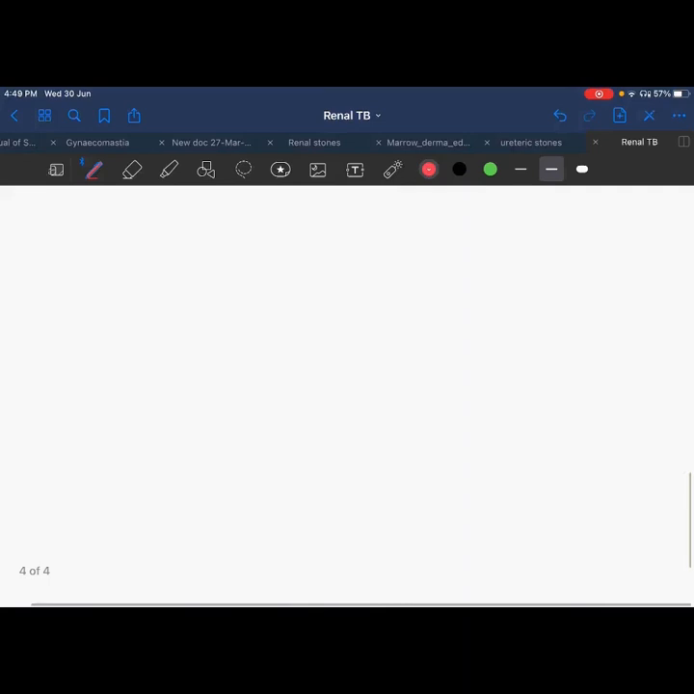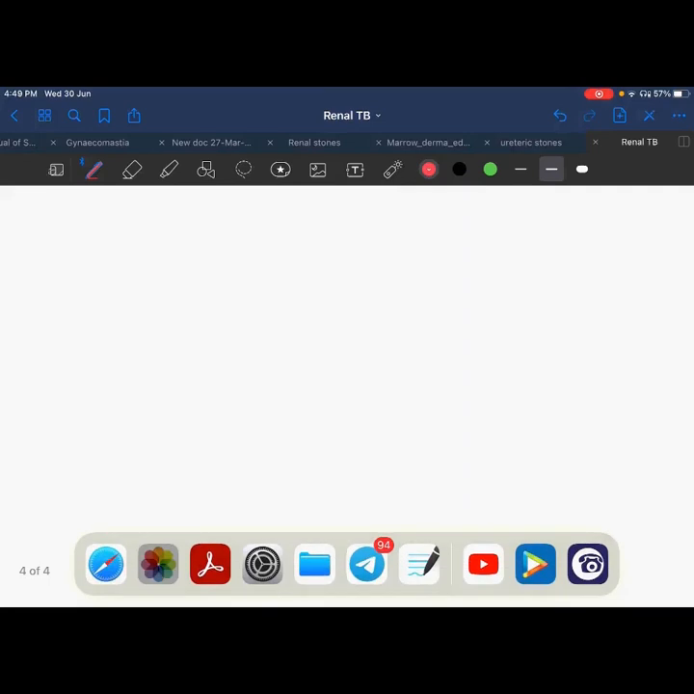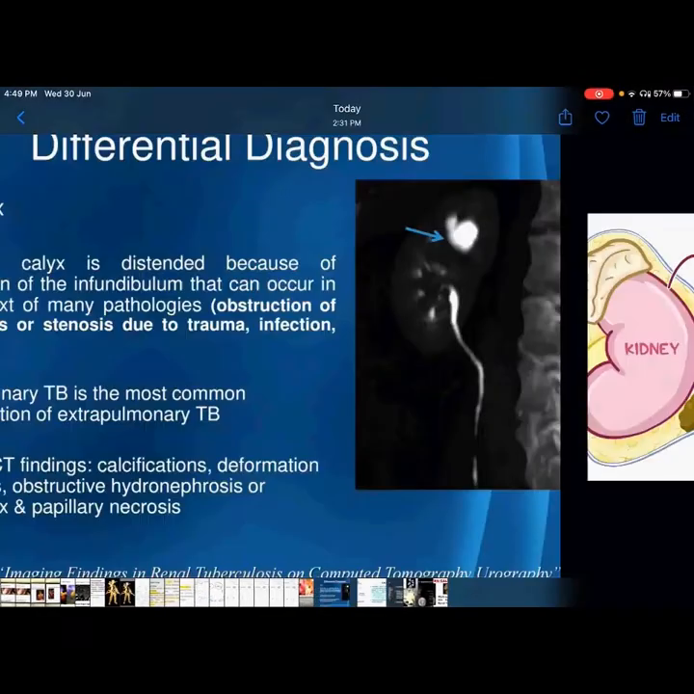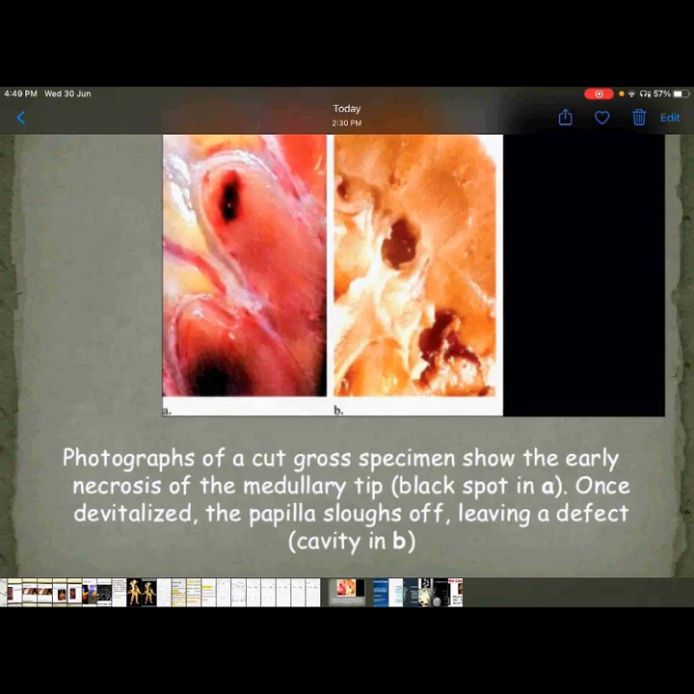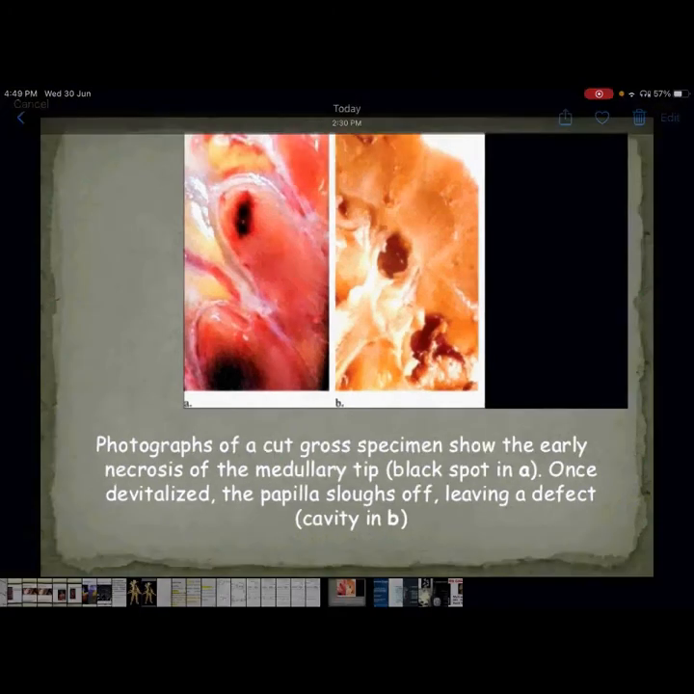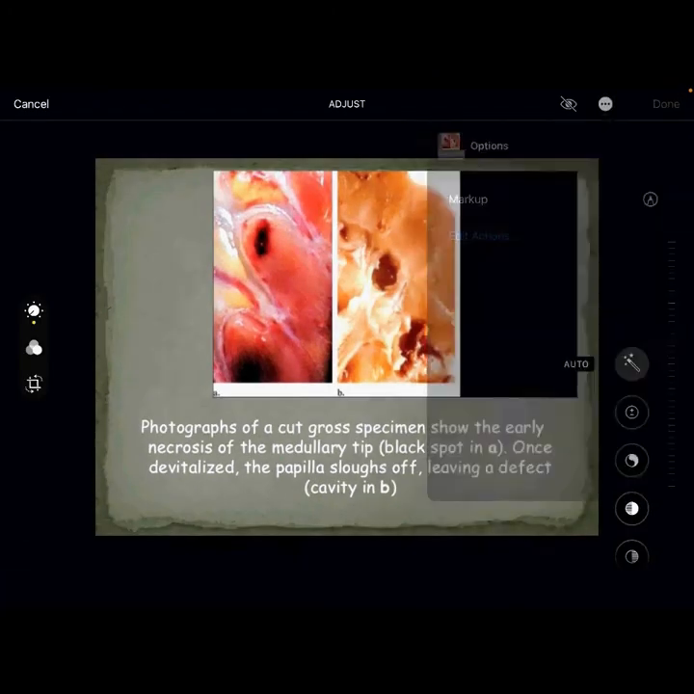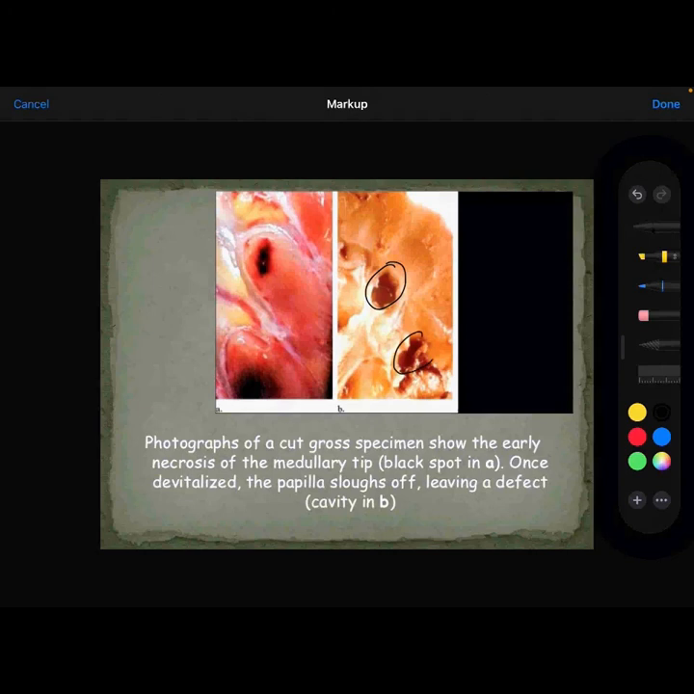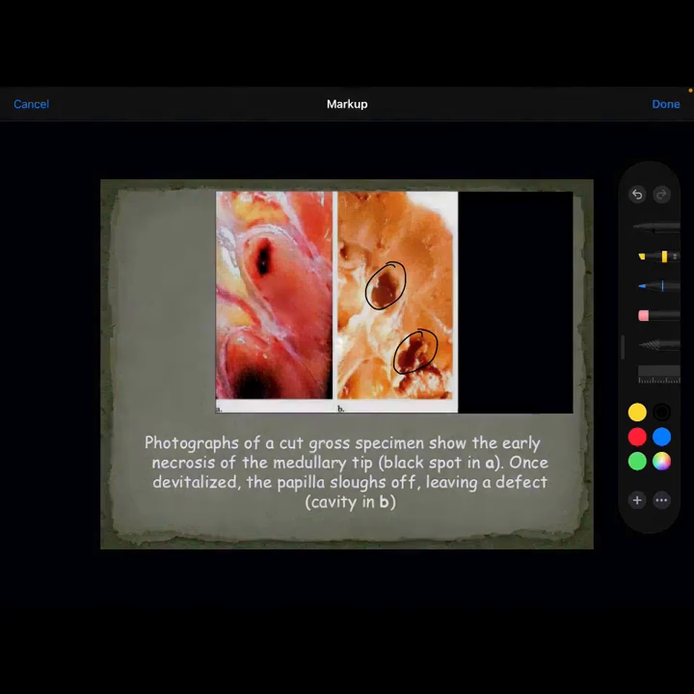First picture. Now this is the earliest ulceration. You can see some holes here. These earliest changes are in the calyx, in the renal parenchyma, which will later connect to the calyx and the collecting system of the kidney.